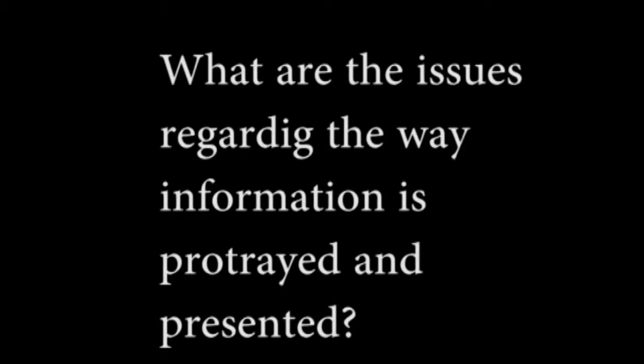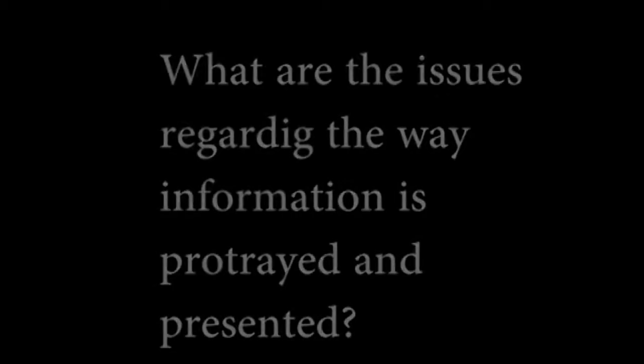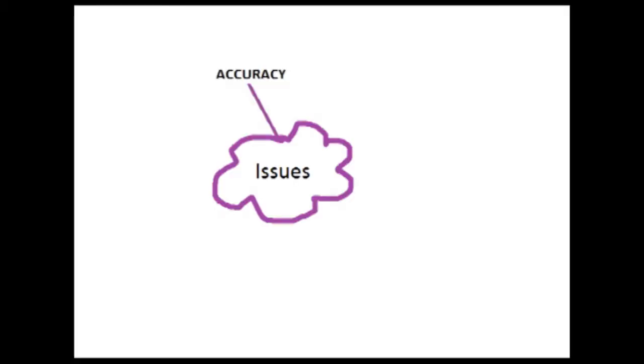What are the issues regarding the way the information is portrayed and presented? There are many different issues. To start with, there is accuracy, and this means the accuracy of the information in the documentary. The accuracy of the information is important because it has to be accurate. A way of telling if the information is accurate is if the documentary has said where they found the information.